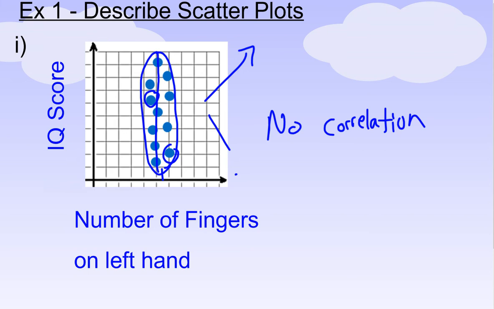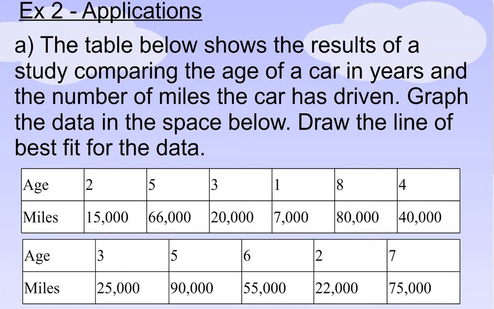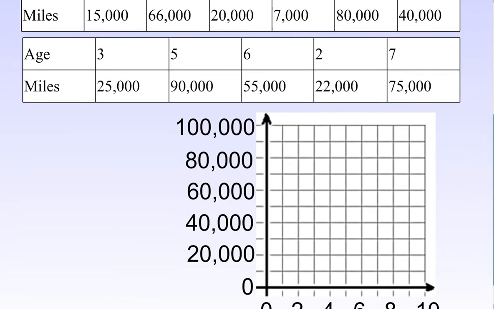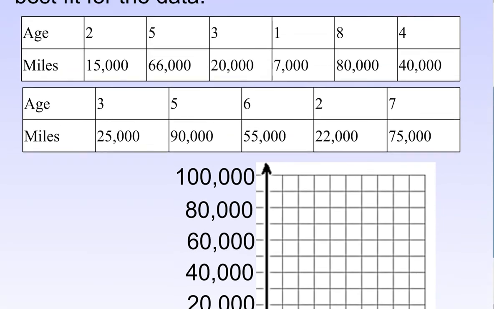All right, so we've done this describing. Now we're going to be moving into the constructing. So example 2a here says, the table below shows the results of a study comparing the age of a car in years and the number of miles the car has driven. Graph the data in the space below. Draw the line of best fit for the data. All right, so we have some data, and down here I have a little graph space.